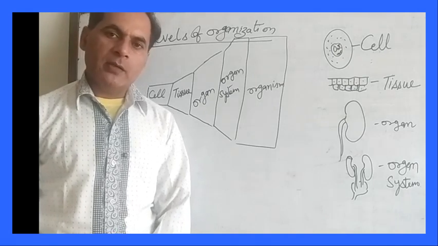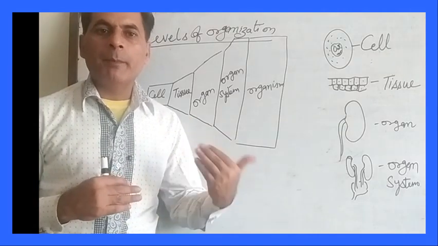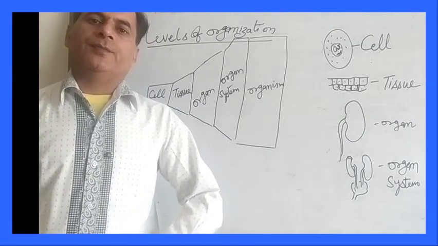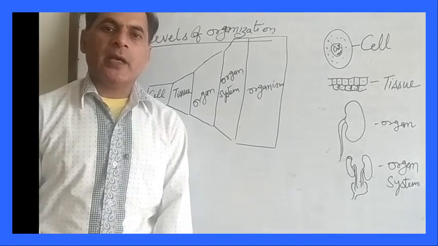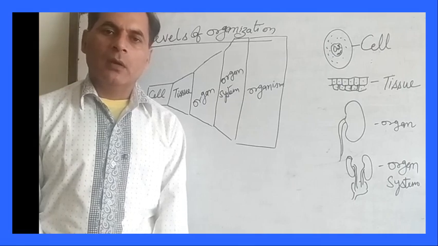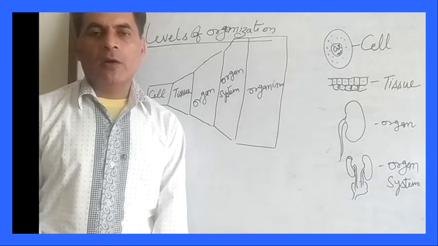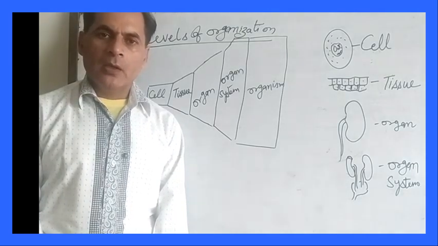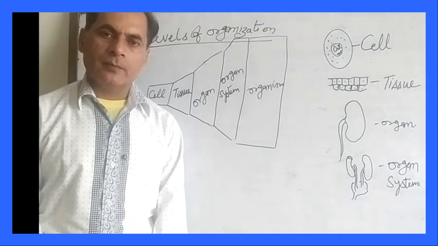So organization means if any object or any living organism is made up of some kind of components, these components form an organization. Organization means the things which make any living organism or any object. Organization may be made up of the same kind of components or different kinds of components. So there are two types of organization, the lower organization and the higher organization.